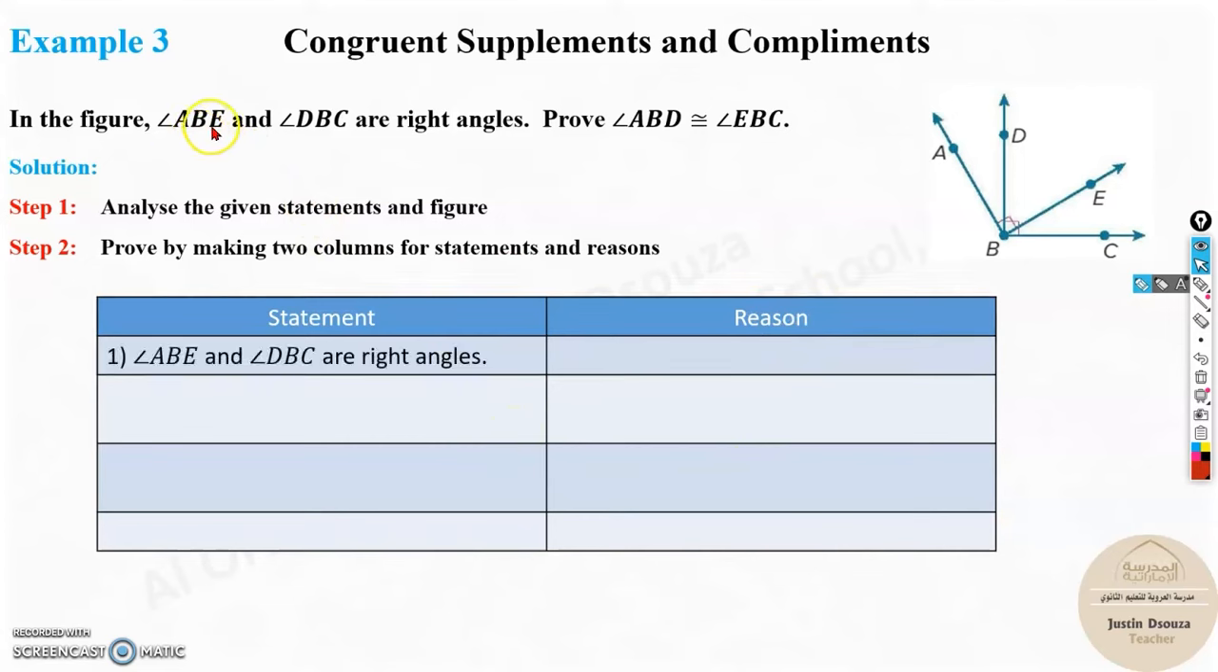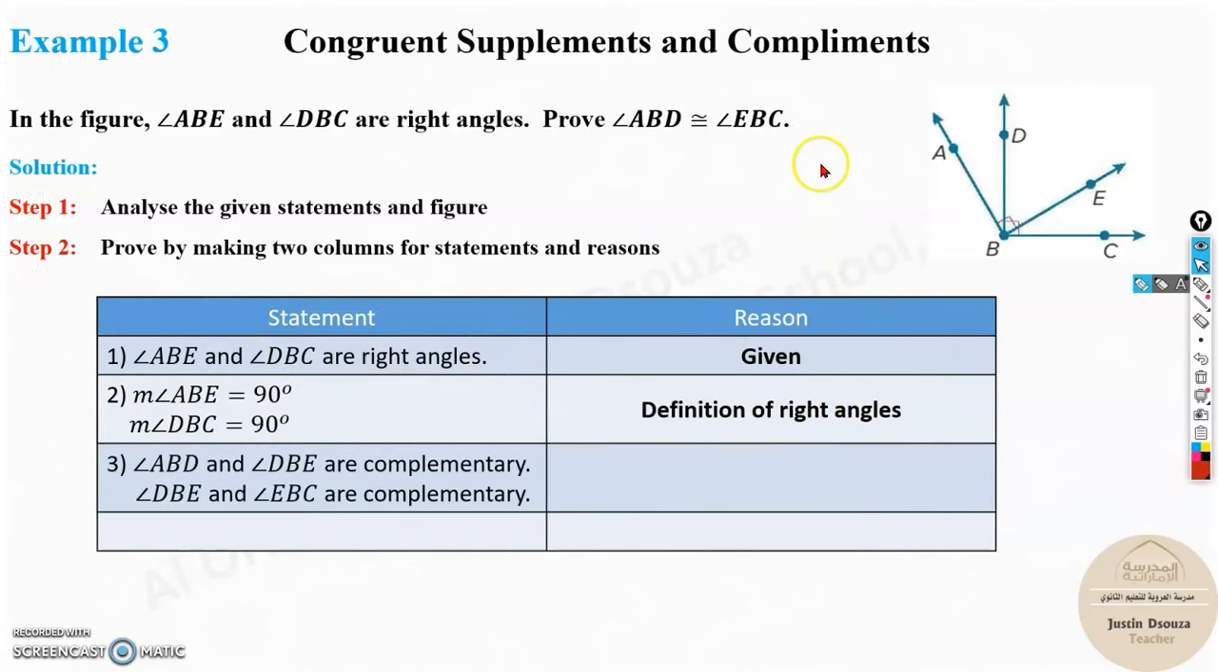What is given? ABE and DBC are right angles. That is even in the figure, ABE and DBC. Okay, that's given. What about the next thing? If they are right angles, that means measure of ABC is equal to 90 degrees and measure of DBC is also 90 degrees. That is the definition of right angles.